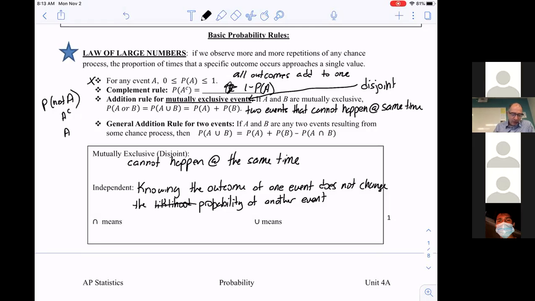Okay. If we see this symbol here, this is going to be my and symbol. It means the intersection of two events. This is my union symbol, or an or. And this is either event or both.